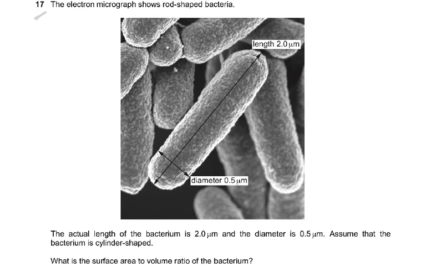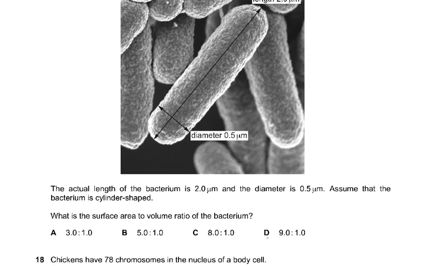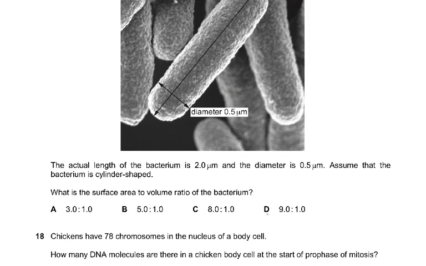Question number 17. The electron micrograph shows rod-shaped bacteria. The length is 2 micrometers and the diameter is 0.5 micrometers. The actual length of the bacteria is 2 and the diameter is 0.5. Assume that the bacteria is cylinder shaped. What is the surface area to volume ratio? It's 9:1. Please find out how to calculate the surface area to volume ratio of a cylinder, and I'm sure you can figure it out.